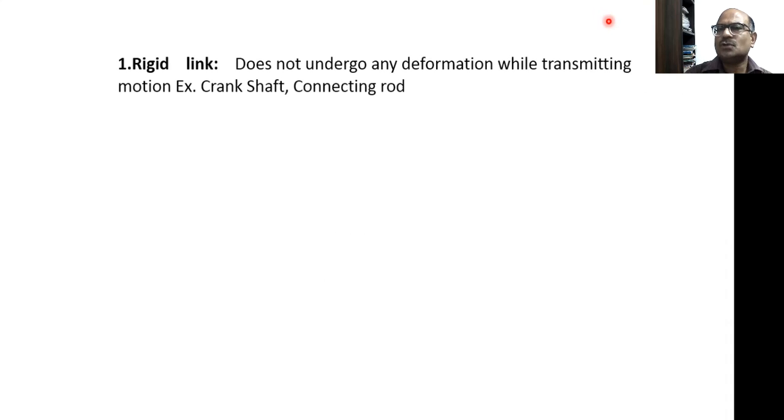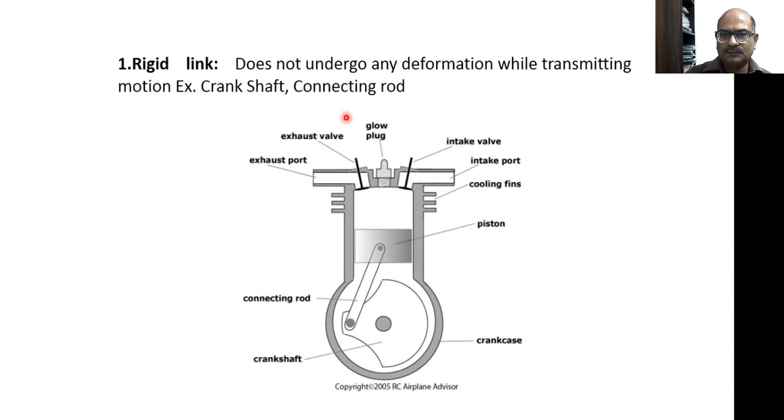These are the links which do not undergo any deformation while transmitting motion, like the crankshaft or connecting rod. You can understand over here this type of engine: piston, glow plug, exhaust valve, exhaust port, connecting rod, crankshaft and intake valve are all there, right? But these are not going through any deformation. Motion is transferred and force is applied, but the connecting rod and the crankshaft are not deformed. Their shape is not changing, so these are rigid links, right?